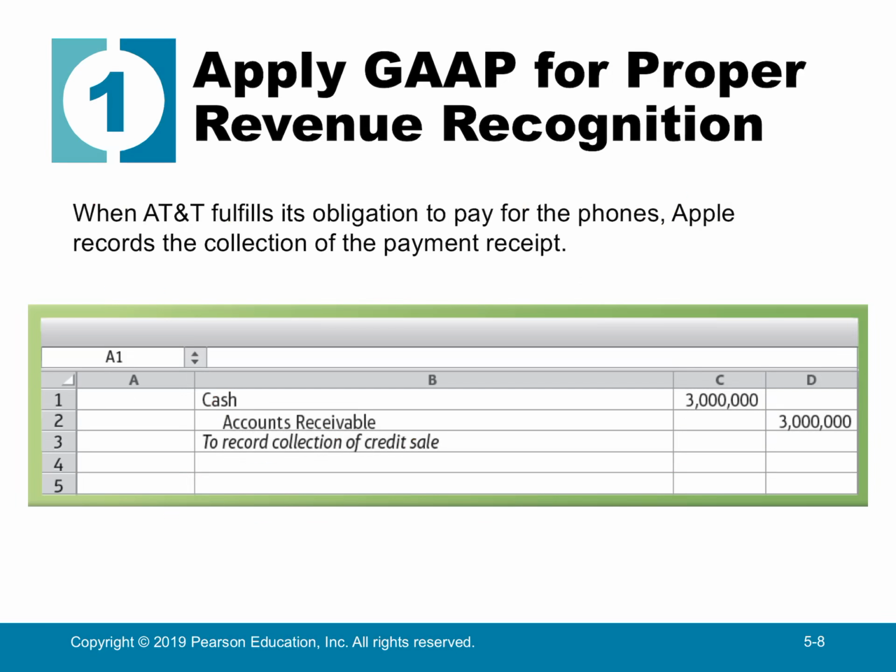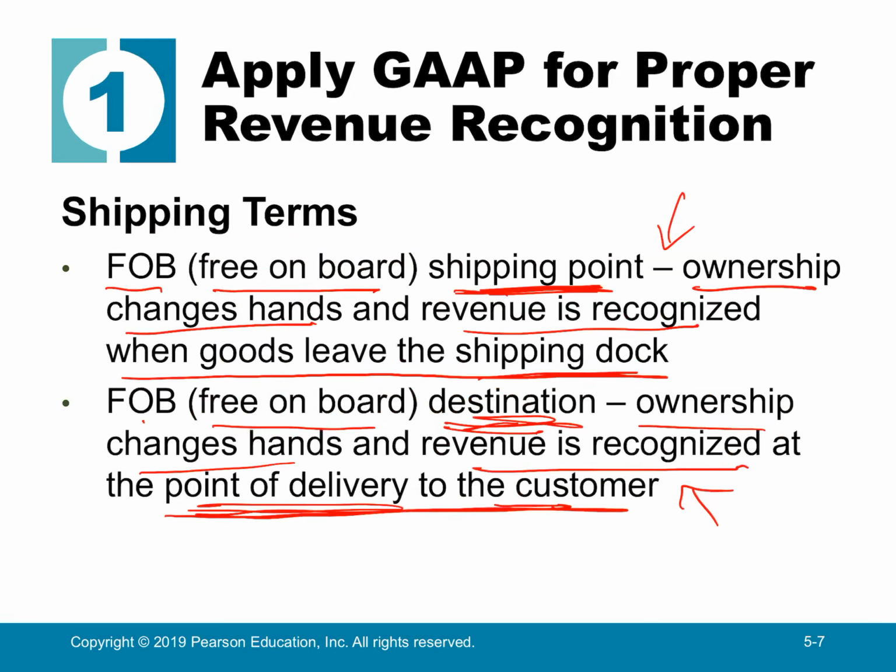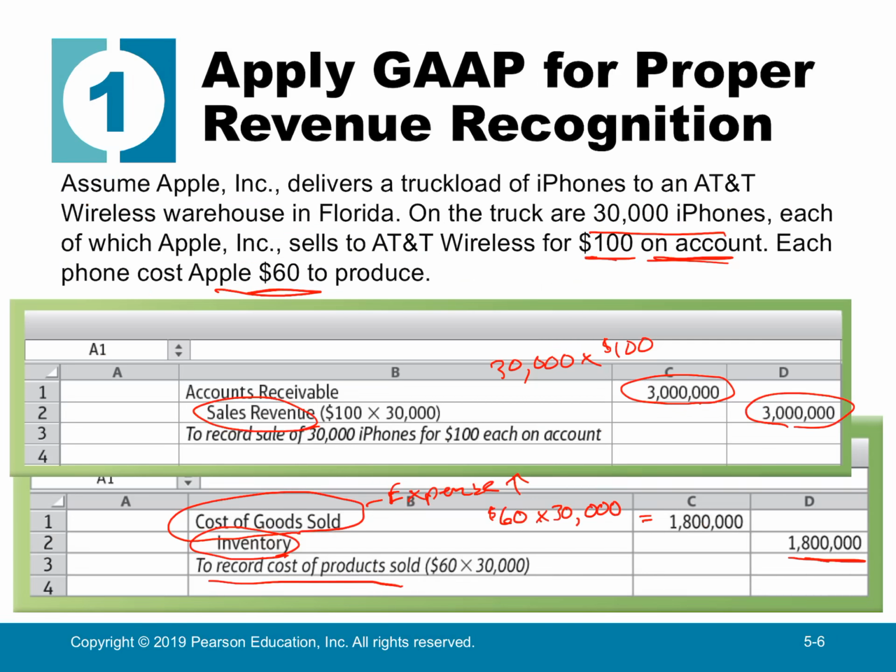So when AT&T fulfills its obligation to pay for the phone, Apple just records the collection of the payment, right? So in this case, AT&T paid the $3 million. So Apple writes off the account receivable, right? This is an asset. So crediting an asset, $3 million, that writes off the earlier account receivable from here.